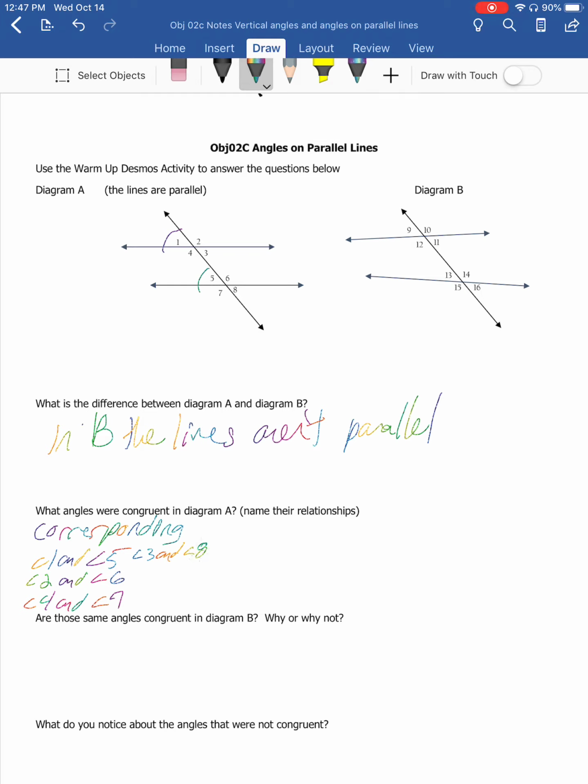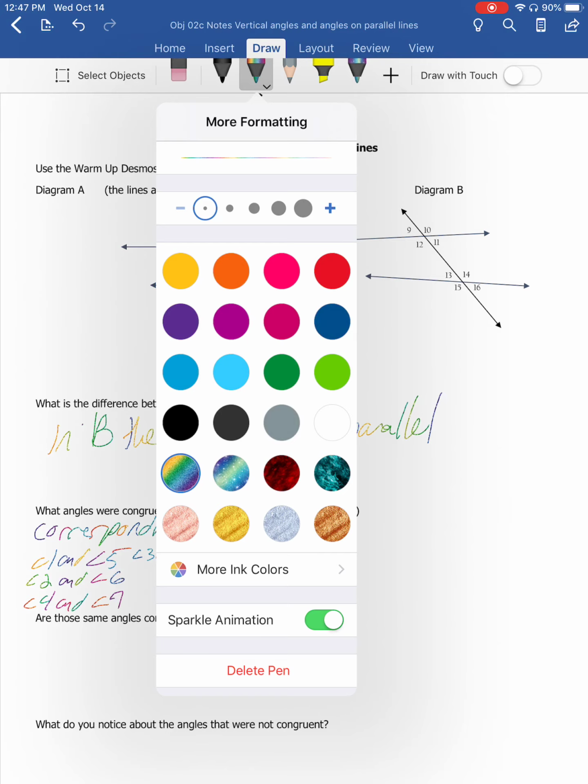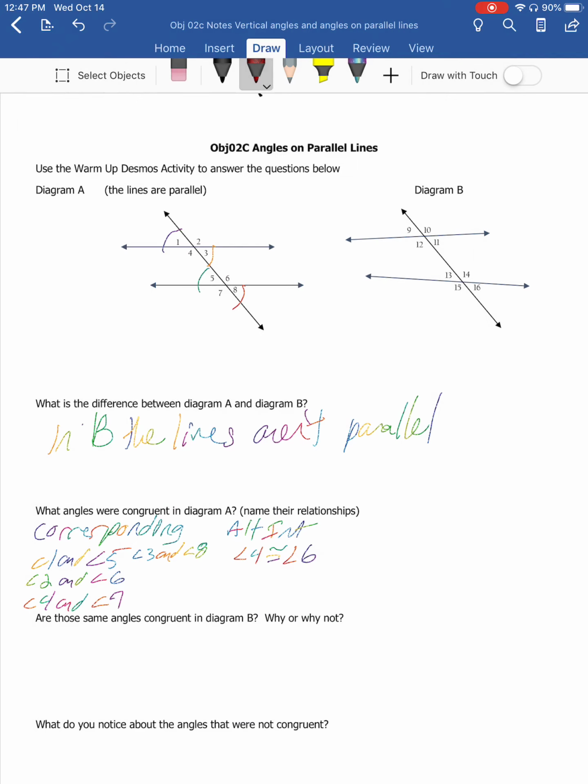Okay, we also saw that the alternate interior angles were congruent. So angle 4 was congruent to angle 6. So 4 was congruent to 6. Okay, so 3 and 8. So angle 4 and angle 6. So here and here. And then, of course, angle 3 and angle 5.